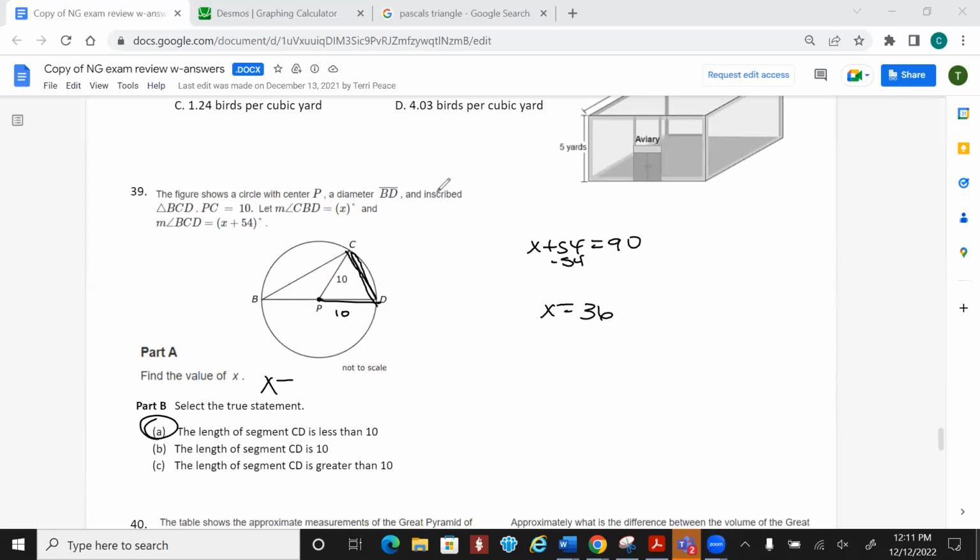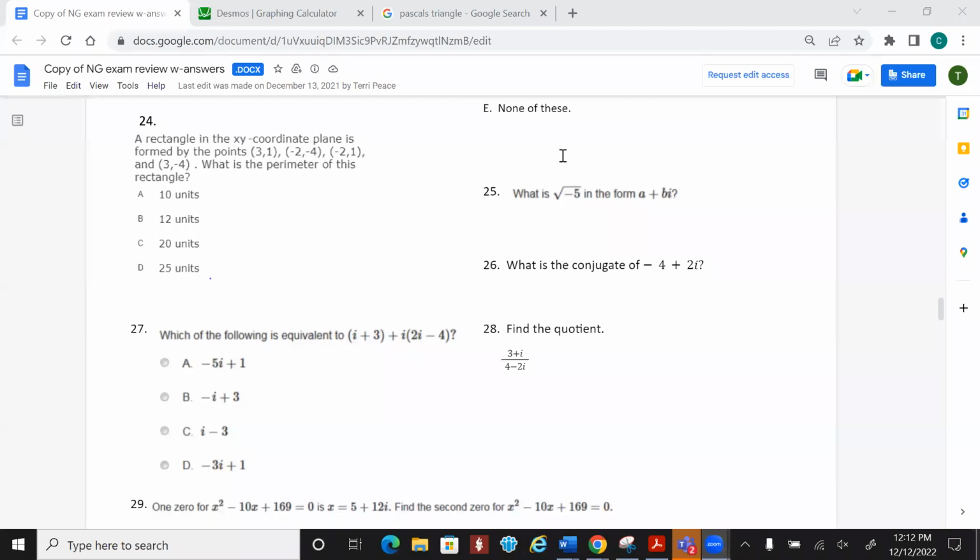It's not true. So on 25, we're trying to see what is the square root of -5 in the form of a plus bi. If it has a negative underneath the radical, that is going to be an i. So I'm going to rewrite this guy as i square root of 5. Since there is no other term, this is it. It doesn't have a real term. You could technically write it out as this, but it doesn't have any real part.